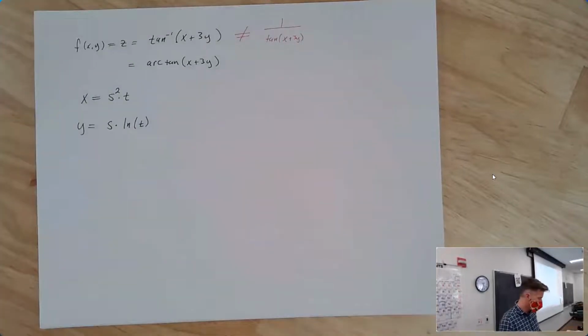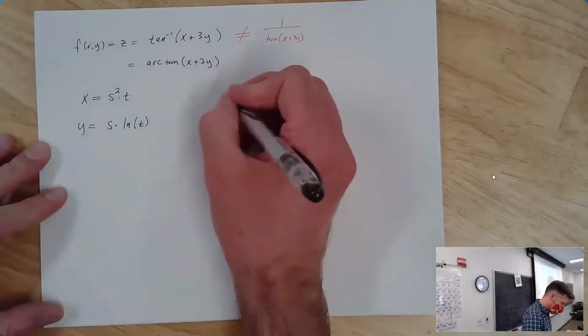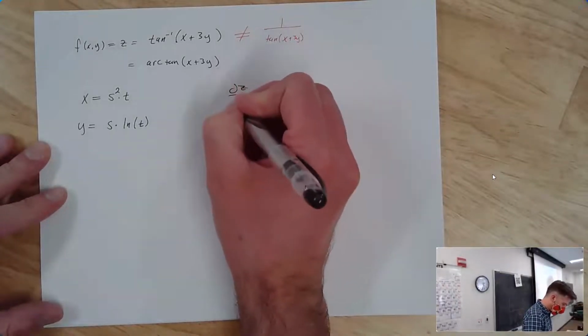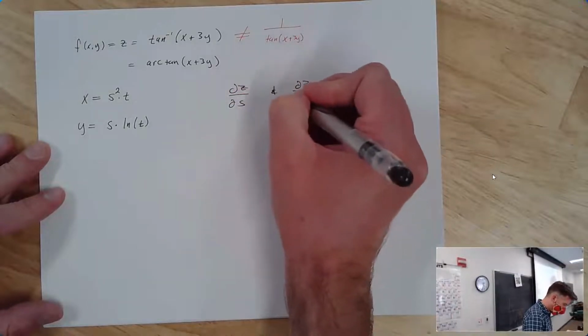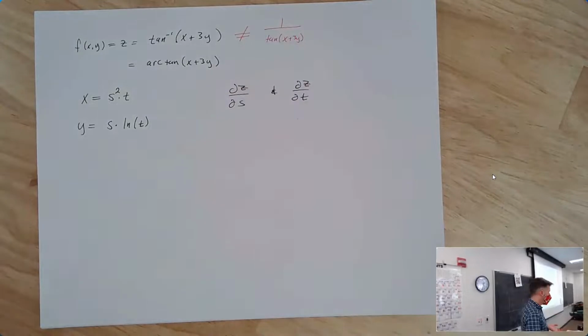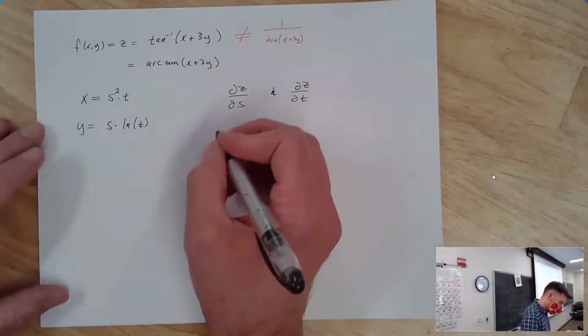And we want to find del z del s. Let's do both. Who am I kidding? Del z del s and del z del t. And notice that I'm writing del because at the very lowest level, z is a function of s and t. So when I find the derivative with respect to s, it's a partial derivative. With respect to t, it's a partial derivative. I'm still doing the same thing. I'm still making some paths.